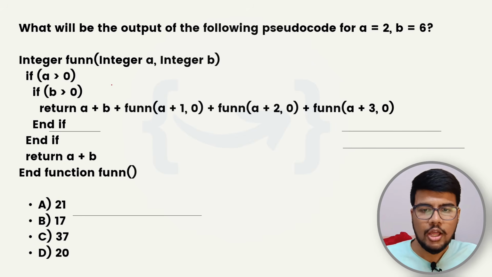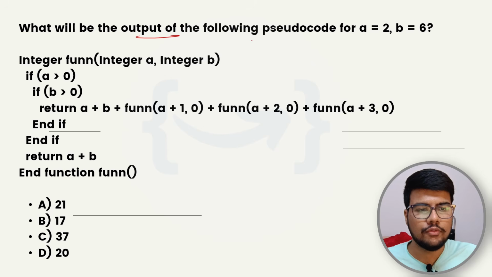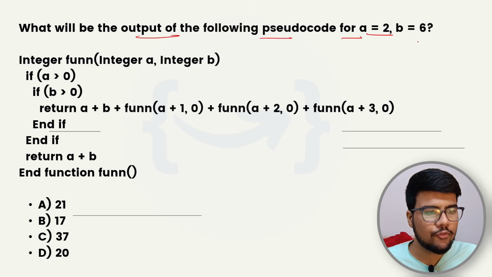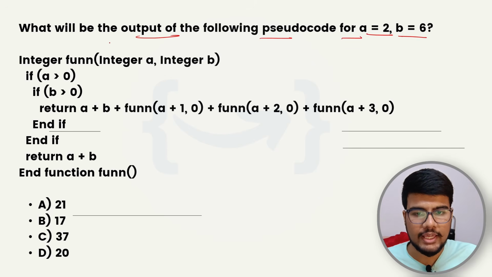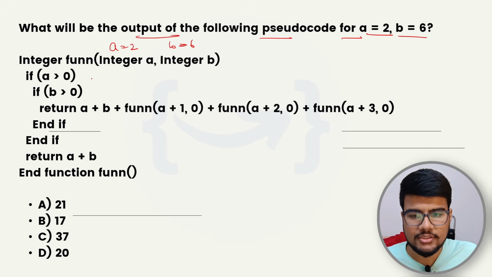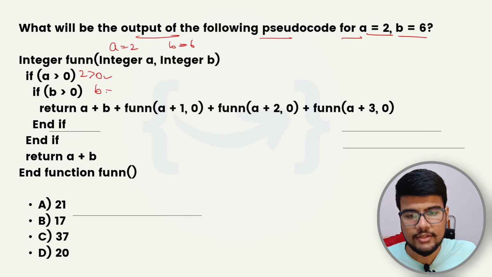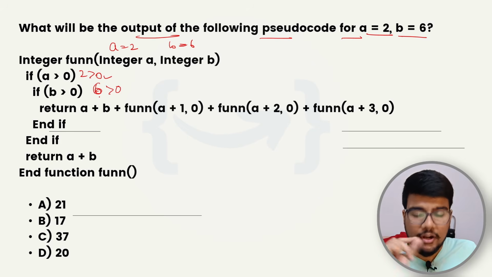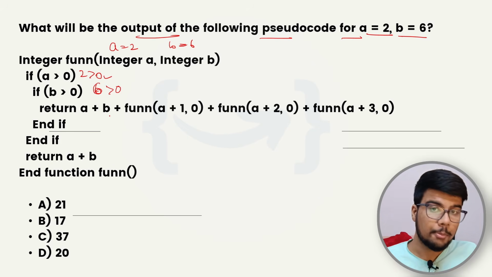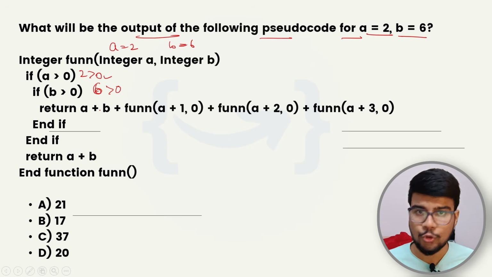Without wasting time, what will be the output of the following pseudocode: A equivalent to 2 and B equivalent to 6. Okay, A equivalent to 2 and B equivalent to 6. So A is greater than 0, so 2 is greater than 0. Yes, for sure. Now is B greater than 0? Yes, it is 6, so it is 100% greater than 0. Now multiple function calls, so stay calm, you can solve it.